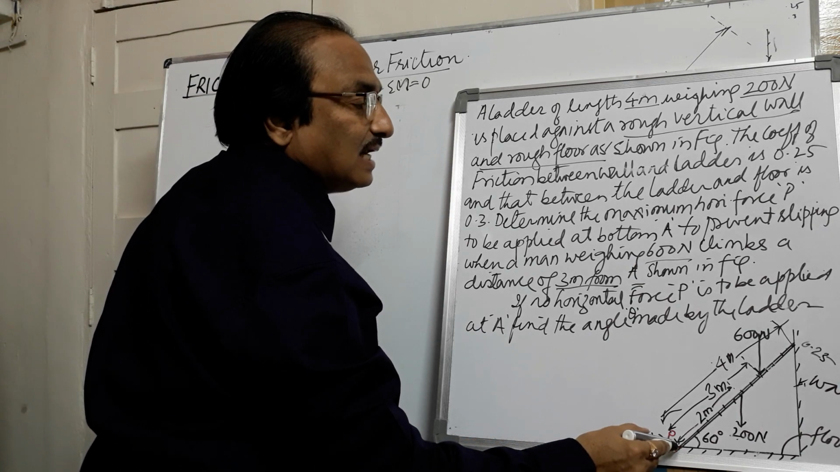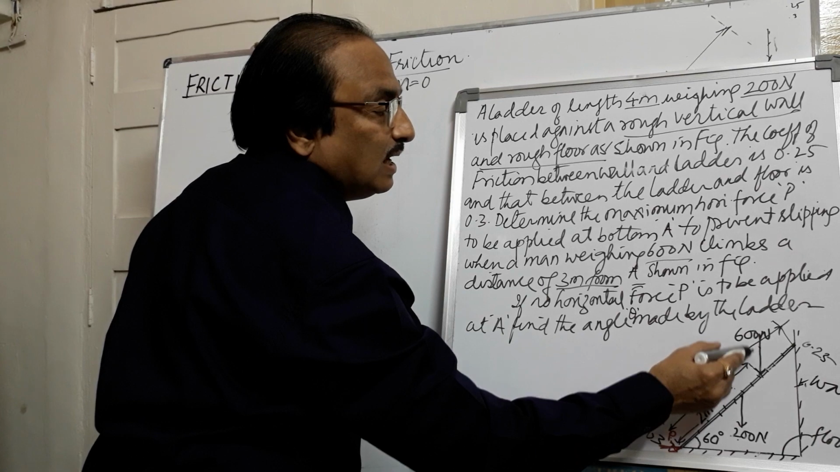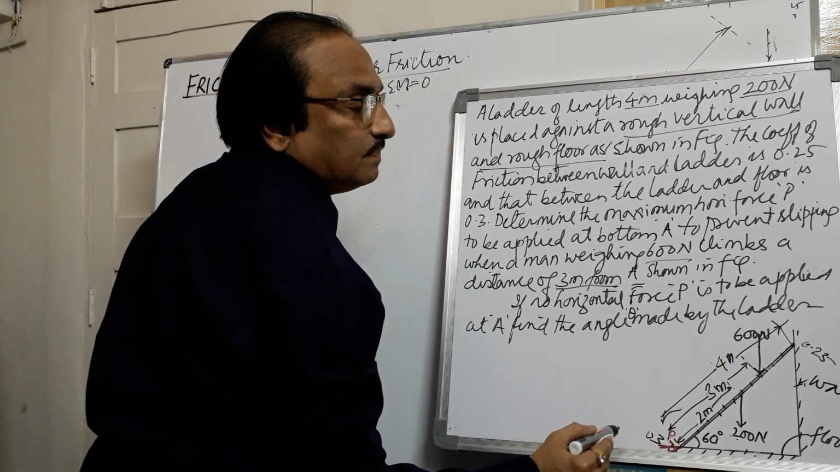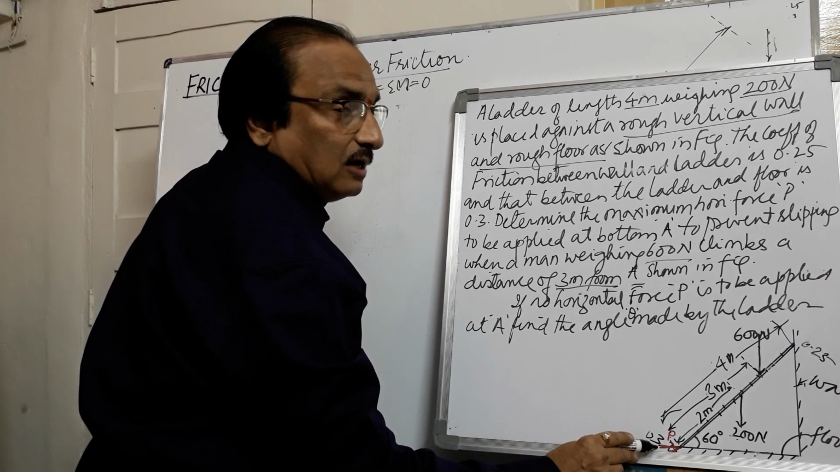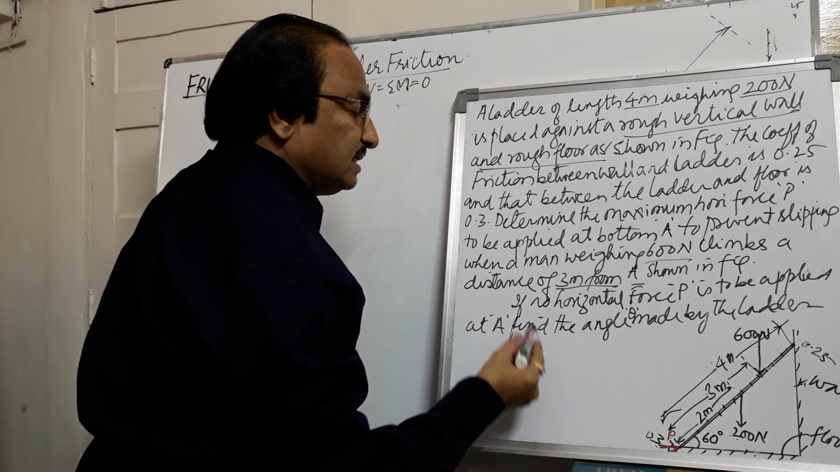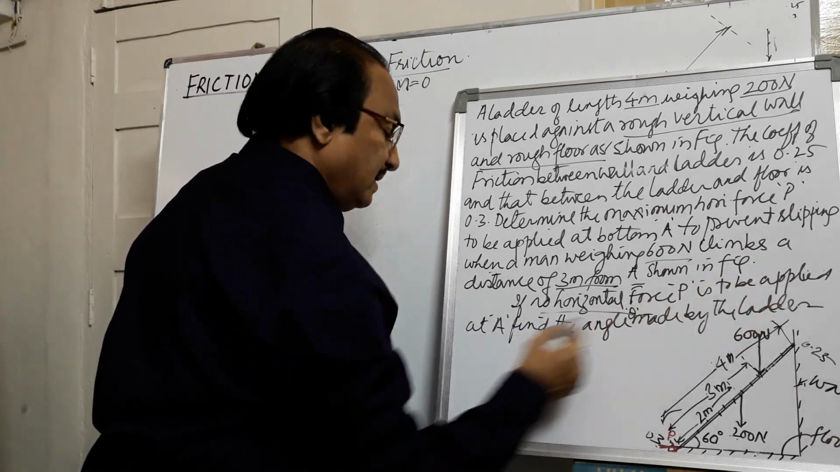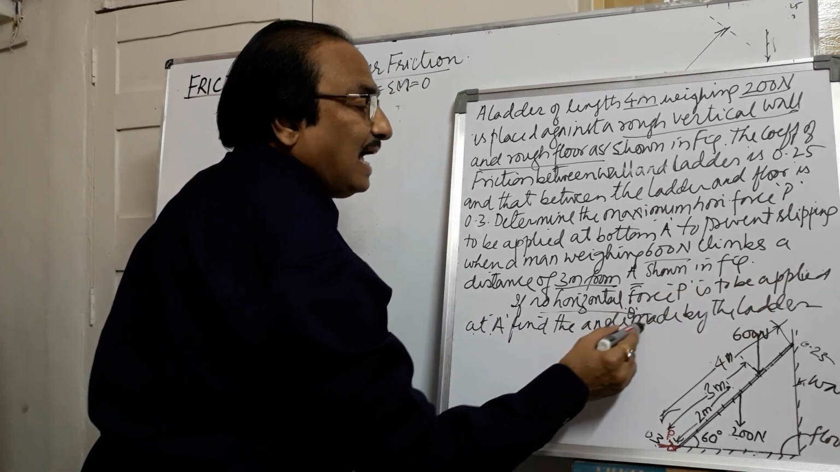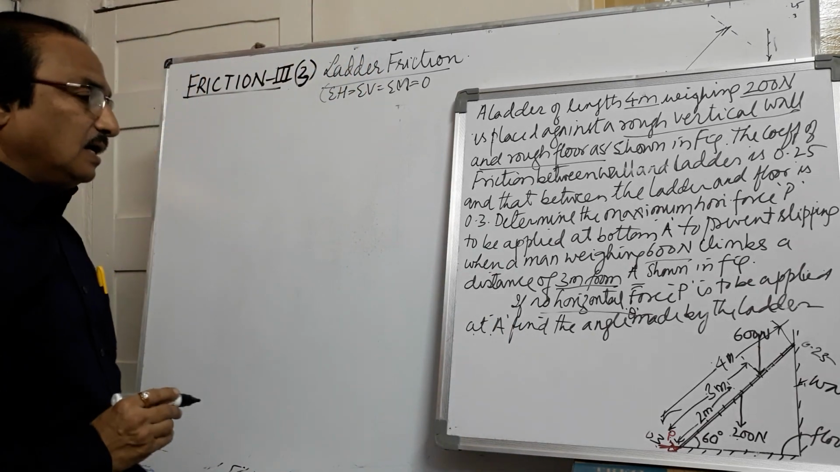So the man has climbed a distance of 3 meters. So this is 3 meters from the bottom. His weight is 600 Newton. So this is the first thing you have to find out, P. The second case is if no horizontal force P is to be applied at A, find the angle made by the ladder. So we will solve this problem in two cases.